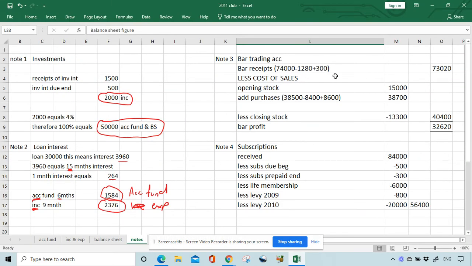So we have our bar receipts, take away debtors at the beginning, add debtors at the end, gives us this figure. Then we have our opening stock, we have our bar purchases, take away creditors at the beginning, sorry, add creditors at the end, gives us this figure. Take away our closing stock, gives us our cost of sales. Sales minus cost of sales gives us our bar profit, 32,620, which is obviously in income.